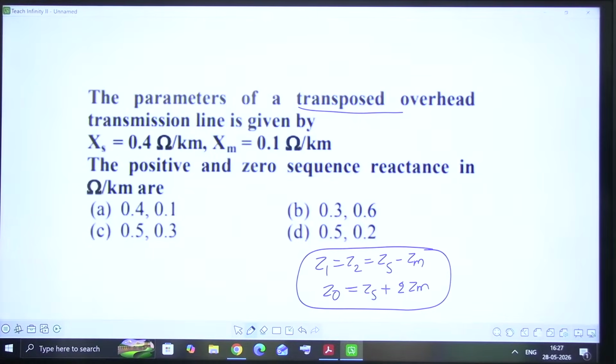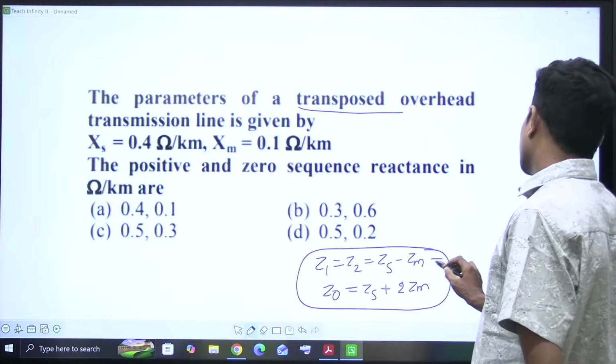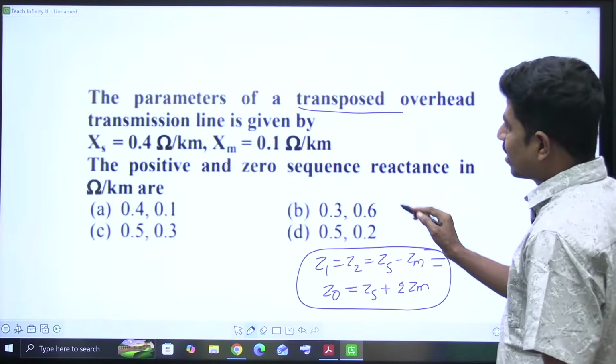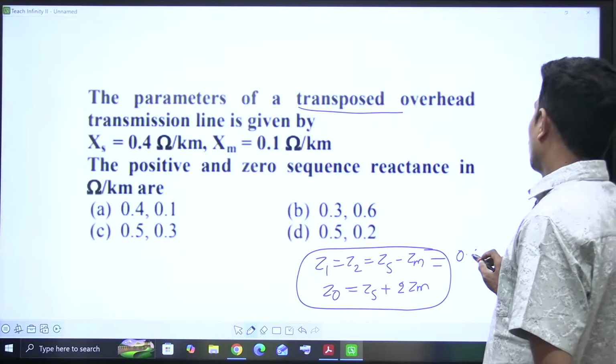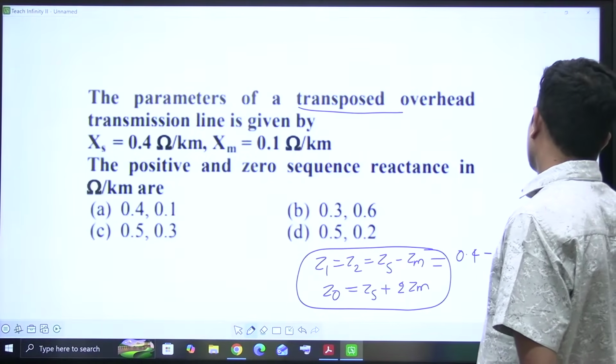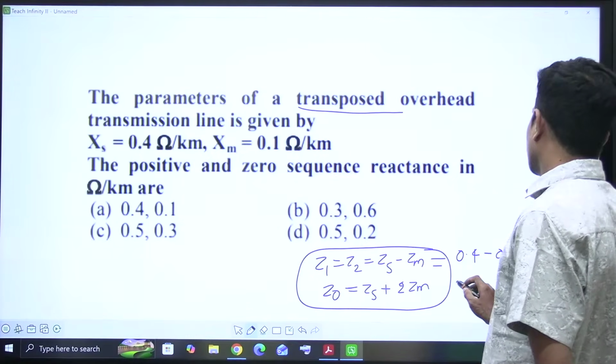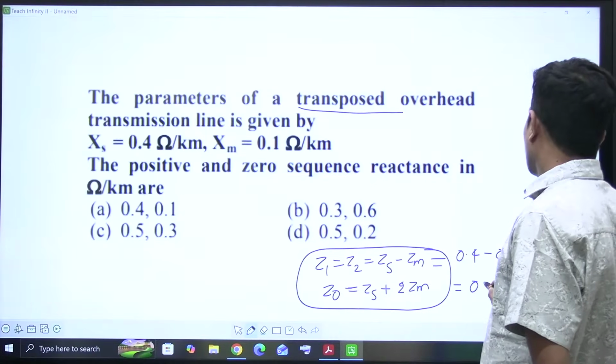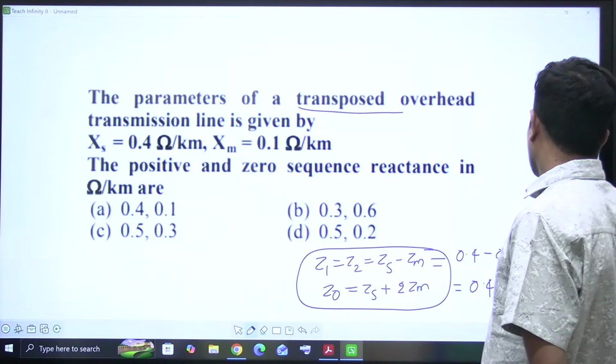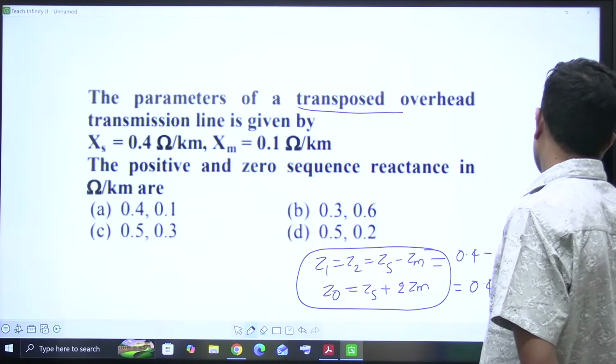Knowingly we are not neglecting, but that was not given. So Z is equal to R plus jX, R is equal to 0. jX you write on both sides, j will get cancelled. He's asking about positive sequence, Zs minus Zm. How much is Zs? Nothing but Xs, 0.4 minus 0.1, that is 0.3. This is 0.4 plus 2 into 0.1, 0.2, that is equal to 0.6.